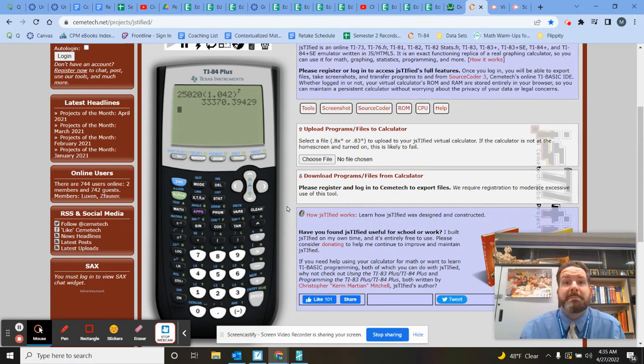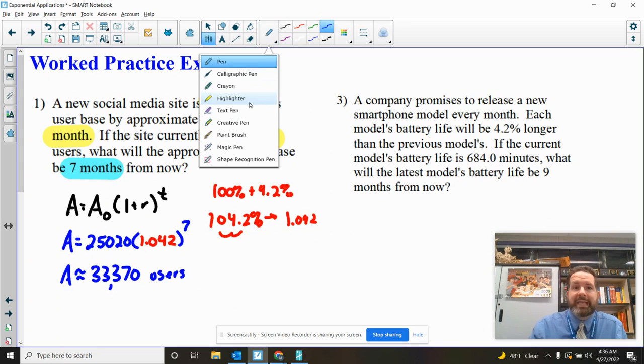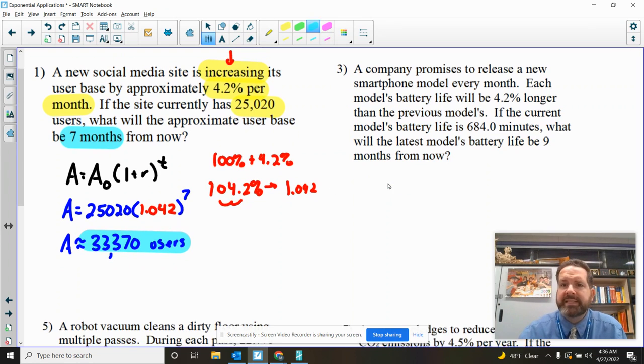Now, this time we're talking about people, about users. So it's appropriate to use the whole number. So I'm going to call this 33,370. It would round down. So 33,370. So there's about, I'm going to switch back to my blue, about, and so I'm using the just approximately symbol there, 33,370 users. Do put a unit on there, a label of what it is that we are measuring. And there it is.